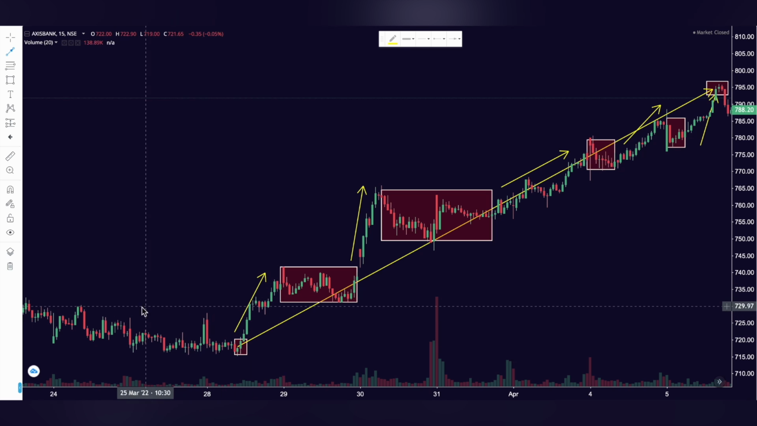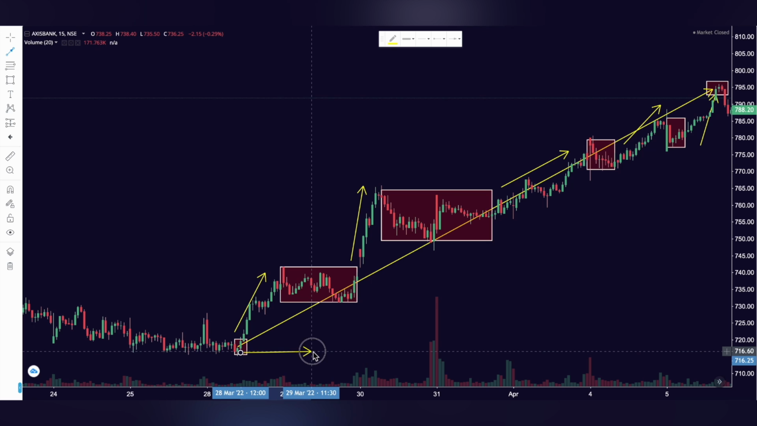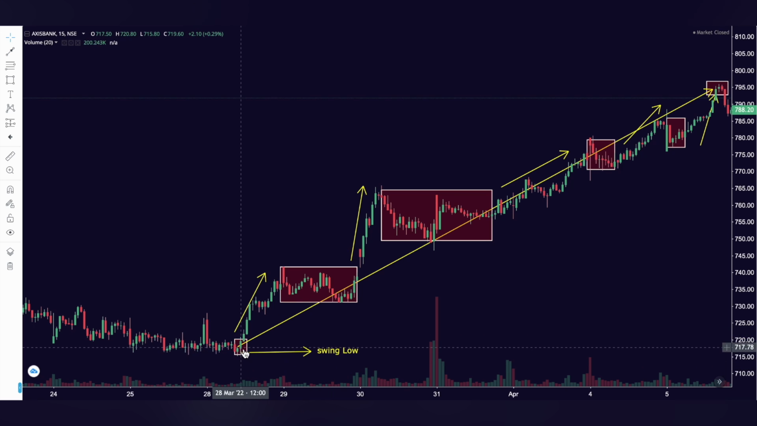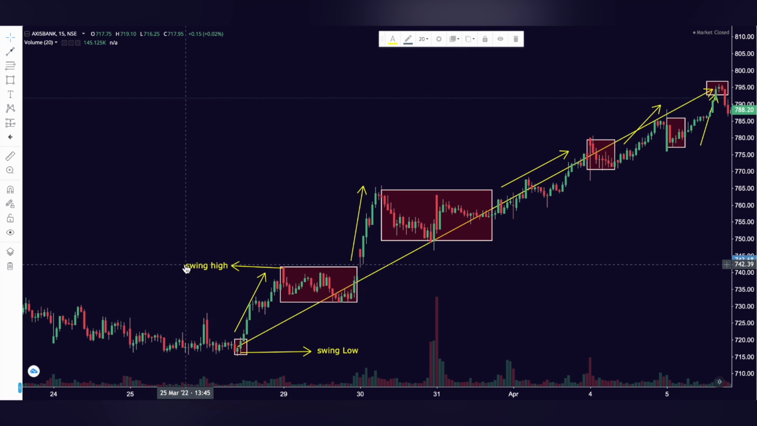It broke all the previous levels and it went above that. So this level, we can consider this as swing low level. From this level, the market went up, breaking all the previous levels. So this is swing low. Now exactly from this red candle, the stock price started going down here. So this level, we can consider this as swing high level.